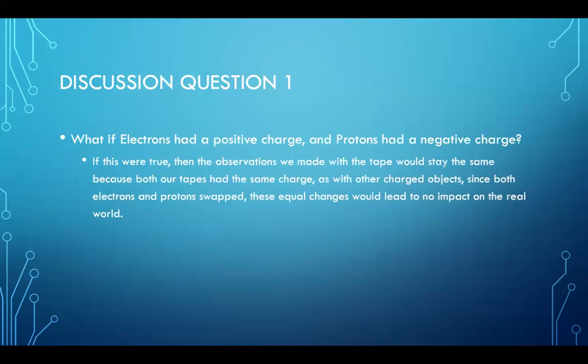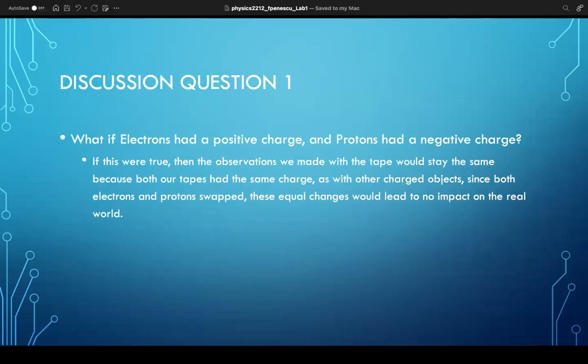Here is the first discussion question. What if electrons had a positive charge and protons had a negative charge? If this were true, then the observations we made with the tape would stay the same because both our tapes had the same charge. As with other charged objects, since both electrons and protons swapped, these equal changes will lead to no impact on the real world.